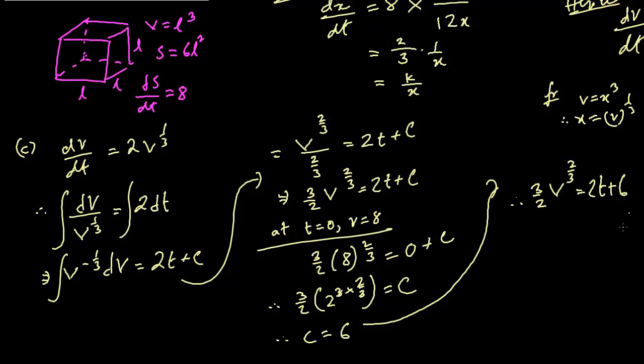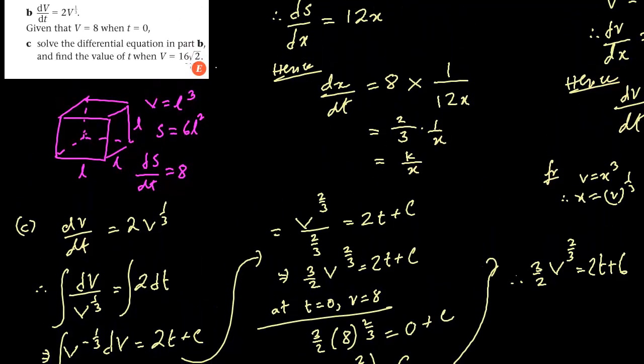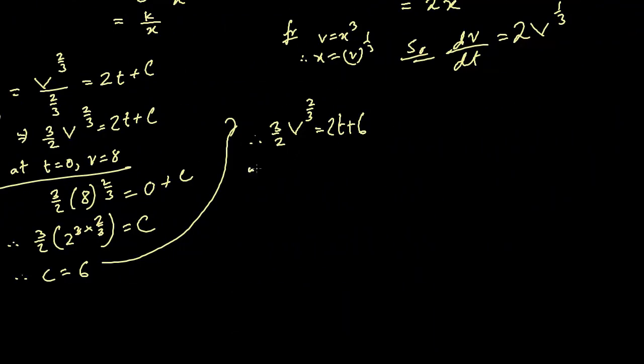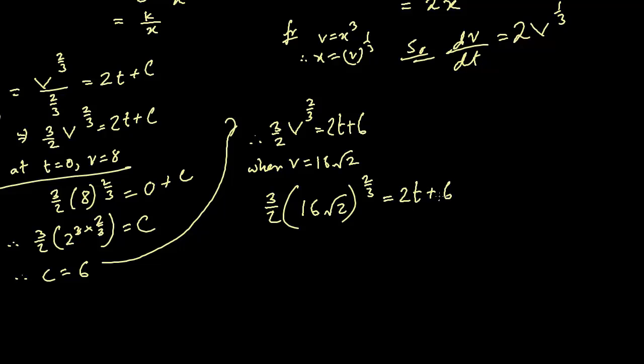That is the expression. And now we have to find the value of t when v equals to 16 square root of 2. When v equals to 16 square root of 2, then 3 by 2, 16 square root of 2 to the power 2 by 3 equals to 2t plus 6. Now for this we have to use indices. So this is 3 by 2. Now 16 is 2 to the power 4 multiplied by square root is 2 to the power half, and this is 2 by 3 equals to 2t plus 6.